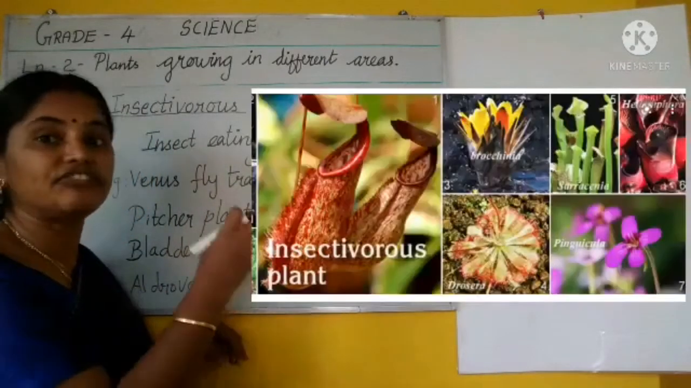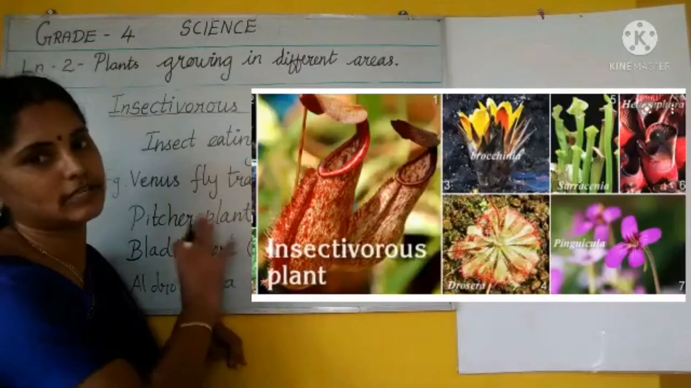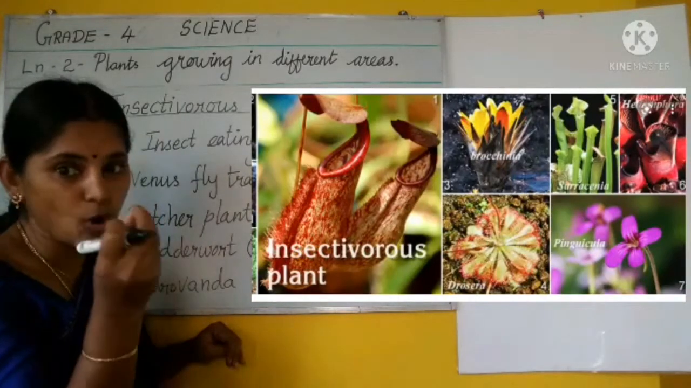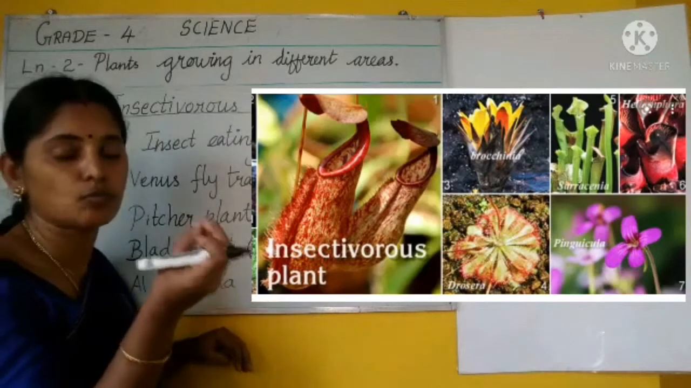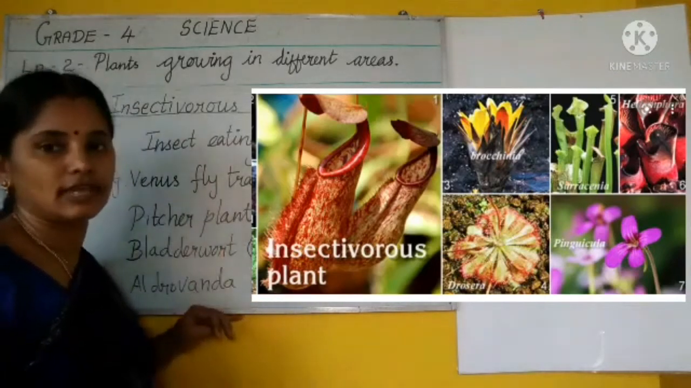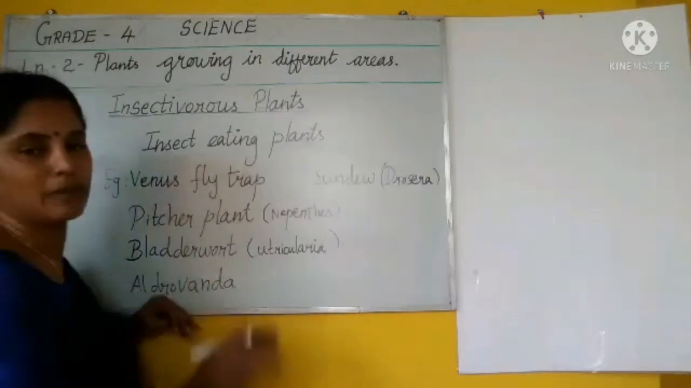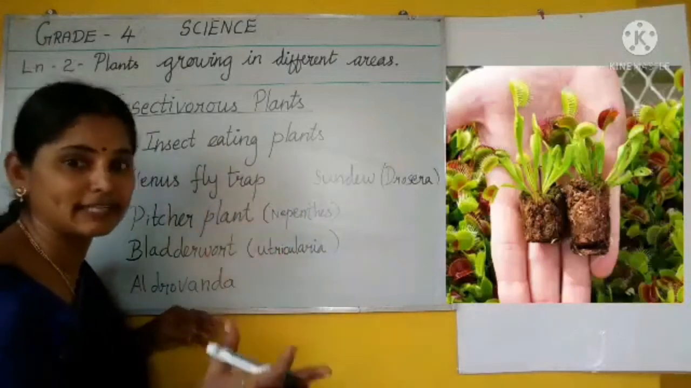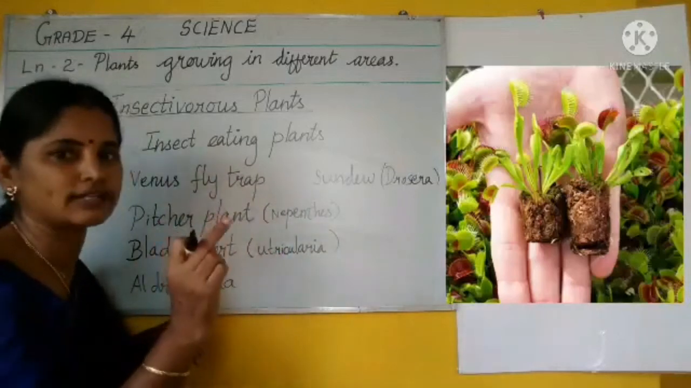So, different types of insectivorous plants are there. Okay, it's only small insects, not bigger ones. Many examples we can give for these insectivorous plants. Don't imagine these plants are big in size. These plants are very small in size.